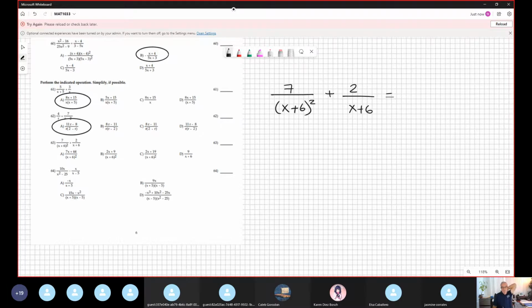So remember, what is my first idea? What is my first step? What is the least common denominator between x plus 6 and x plus 6? What is the least common denominator between x plus 6 squared and x plus 6 without a square? What do you think? Come on, everyone makes a mistake. Come on, tell me.